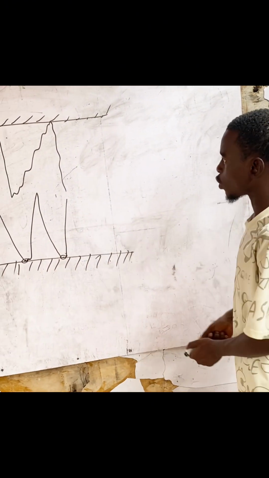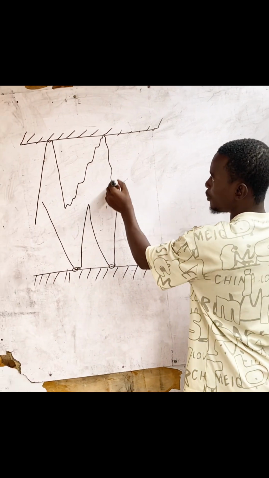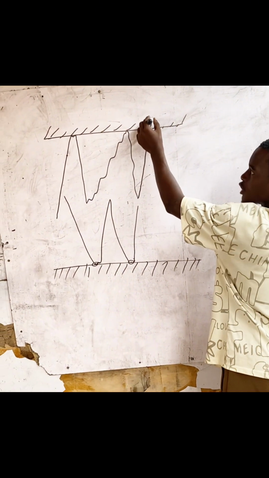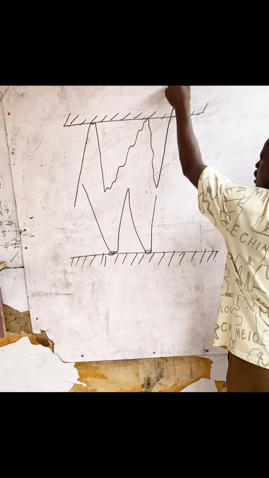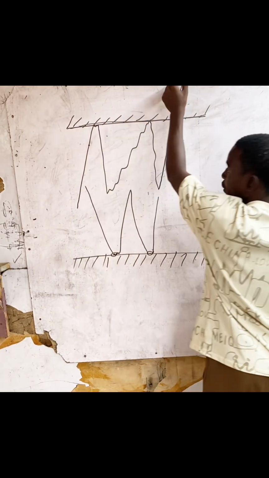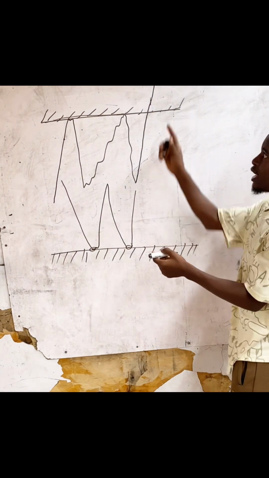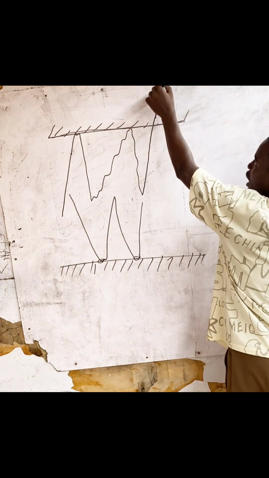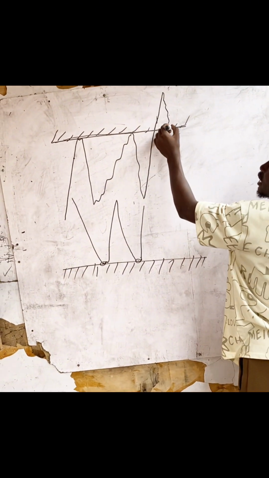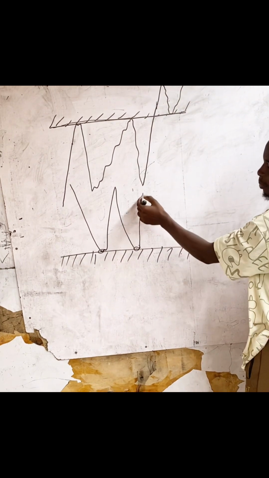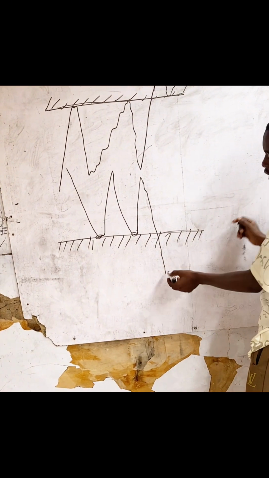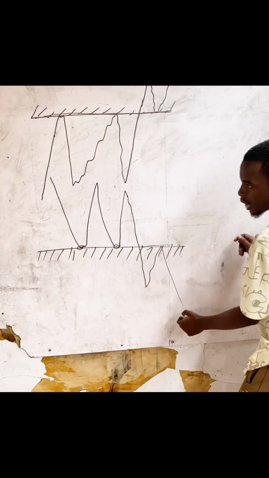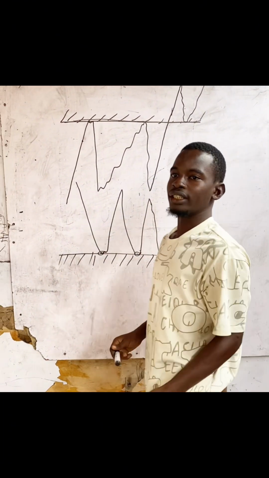Alright, so when a resistance breaks, it does not respect that zone. It means that there is now a support. It will become a new support, which means that price will retrace, touch here, then move. The same way applies here. When price breaks the support, here tends to be the resistance now. Price touches here, price tends to move down.